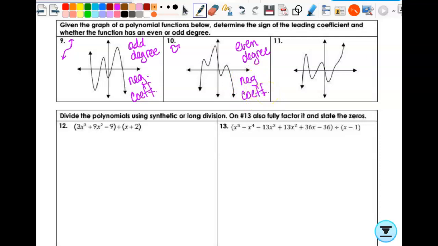The ends are opposite, which means it's odd degree. Again, with the cubic, it's pointing the same way. It did not reflect. Therefore, it's a positive coefficient.